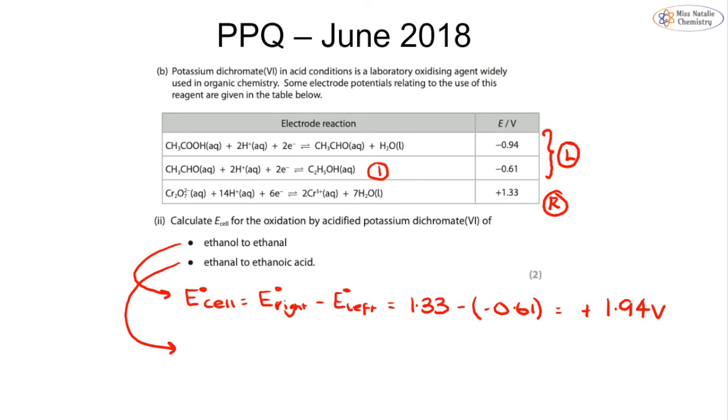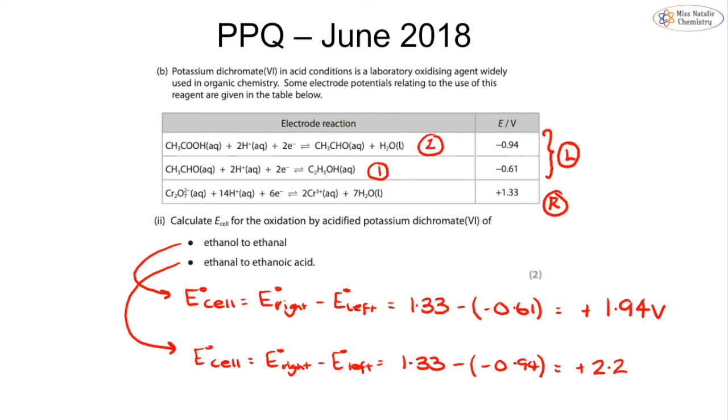For the second one, we use this top equation and we do exactly the same thing. So we take the right-hand side electrode and we subtract the value for the left-hand side. So we get 1.33 minus 0.94. And in other words, we add them together and we get a value of 2.27 volts.